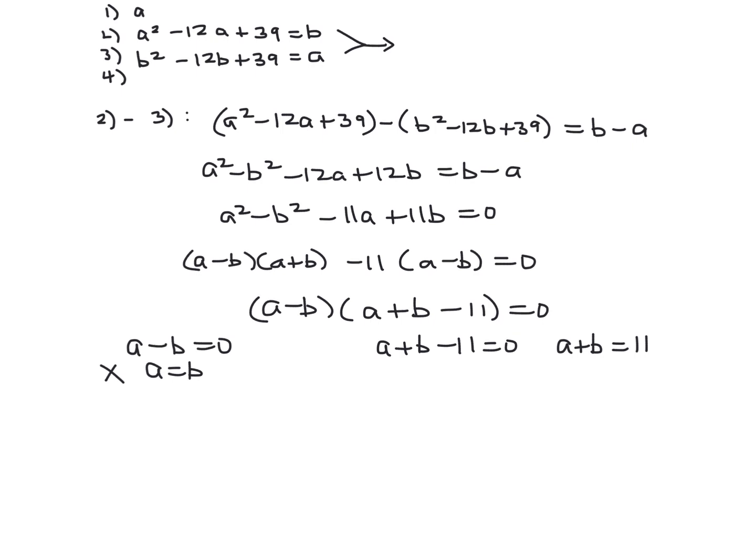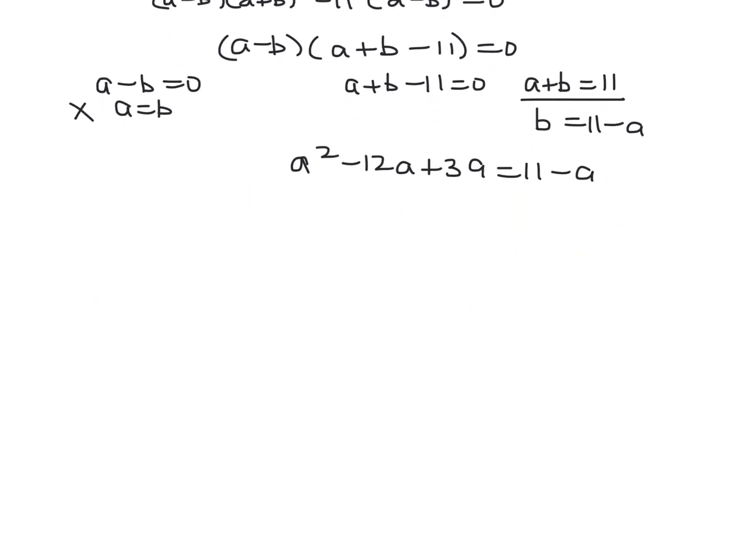All right, so where do I go from here? I guess I just have to substitute at this point, because I have this, right? So that means that b is equal to 11 minus a. Okay, so then I can put it back into one of these equations. Let's put it back into that guy. So a squared minus 12a plus 39 is b, but b is 11 minus a. Okay, I got it. And then I just solve this.